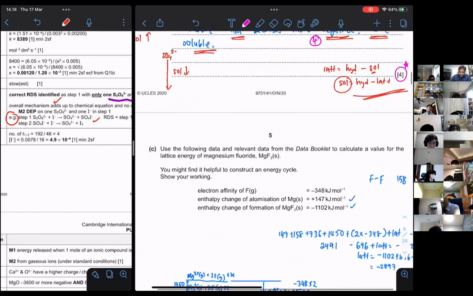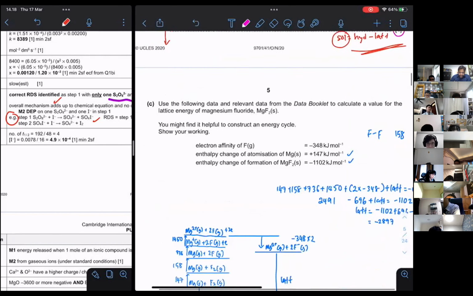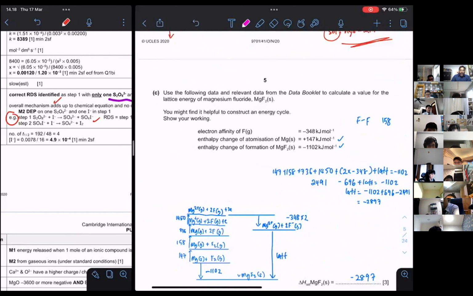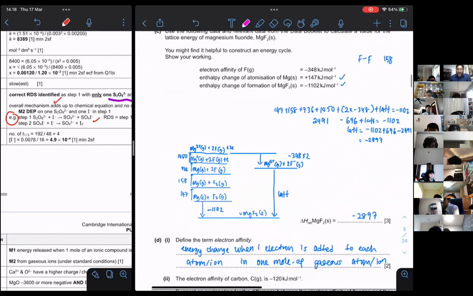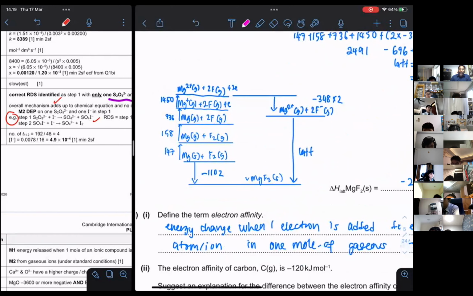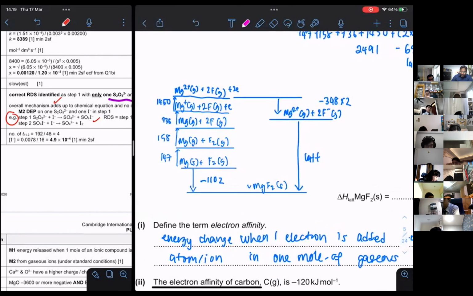Now, I have taken some information from the data booklet, and they have given us some information over there. And I have spent the time to draw the full Born-Haber cycle. Compared to the 2021 paper, this is more straightforward. But I like the way they asked the question in 2021. They didn't give it to you straightforwardly. They combined the equations and expected you to use that. But in this case, this is way easier. You need to draw it one by one, and this is not so difficult. Easy.